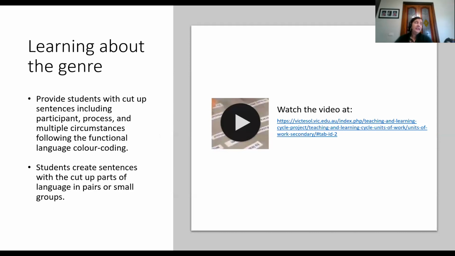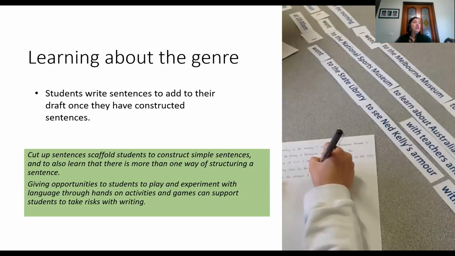And then we provided students with cut-up sentences. So they had the process and multiple circumstances, following the functional language color coding, and you will see in a minute what I mean by that. And the students had to create sentences with the cut-ups, so they had to move the words with a partner and make the same meaning in small groups. So students, as you can see from the cut-out sentences here, had to create the sentences and then write them. So this scaffolded the students to create simple sentences and also to learn the way of structuring a sentence. So again, we were recycling from the beginning what we were doing about building sentences or sentence structure.